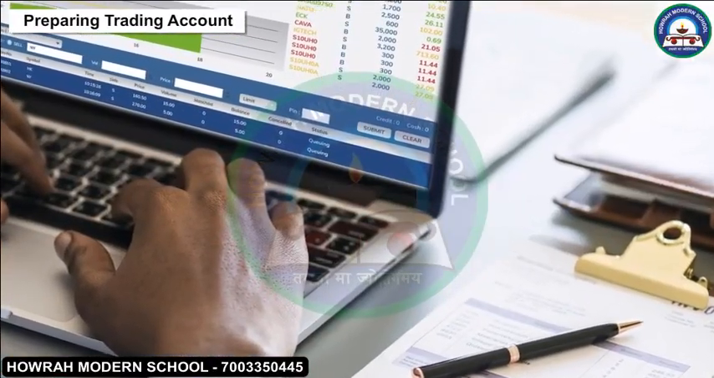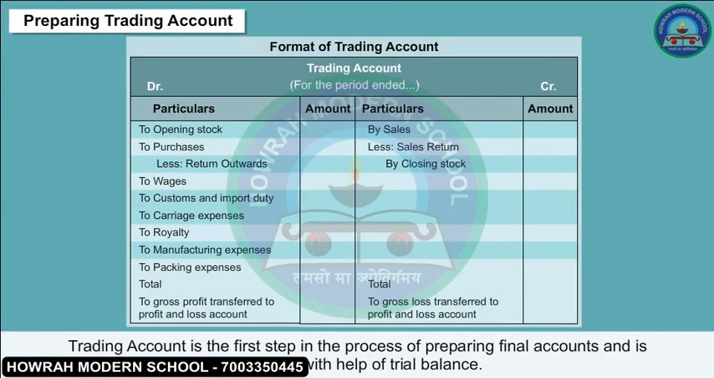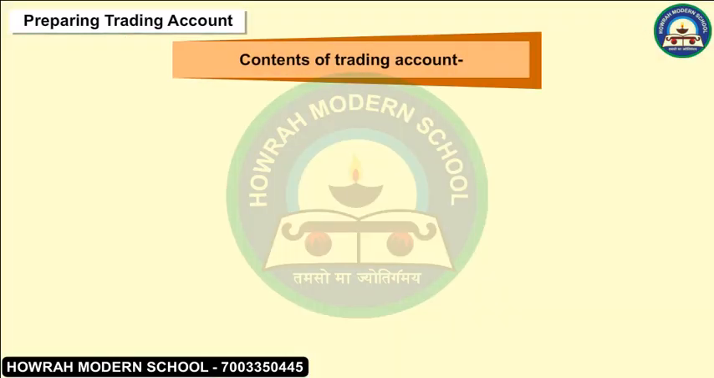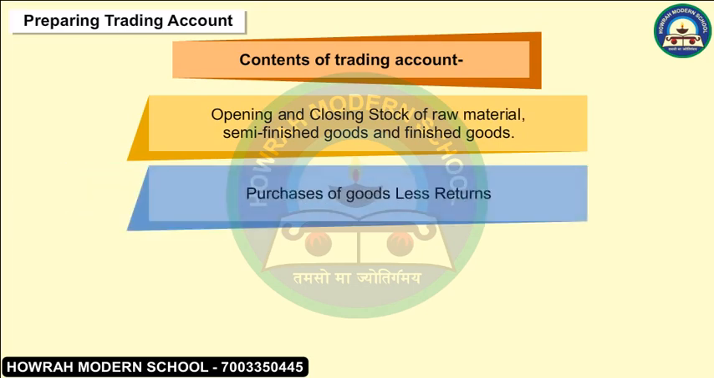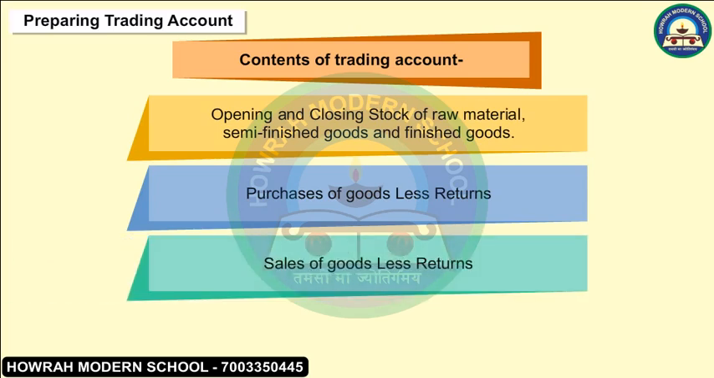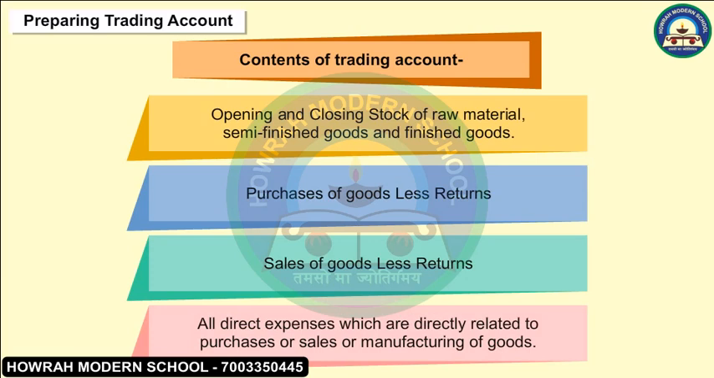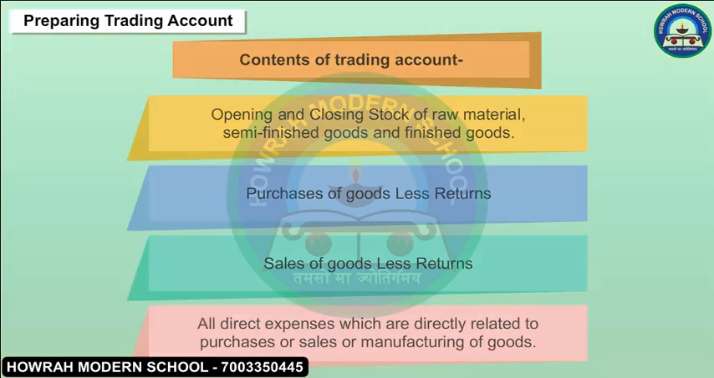Preparing trading account. Trading account is the first step in the process of preparing final accounts and is prepared with the help of trial balance. Contents of trading account: opening and closing stock of raw material, semi-finished goods and finished goods. Purchases of goods less returns. Sales of goods less returns. All direct expenses which are directly related to purchases or sales or manufacturing of goods.